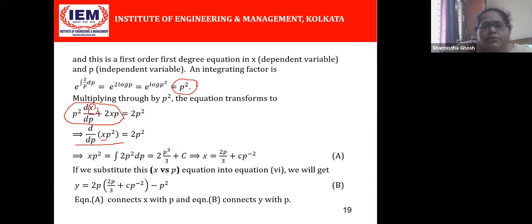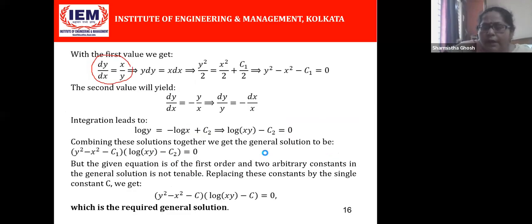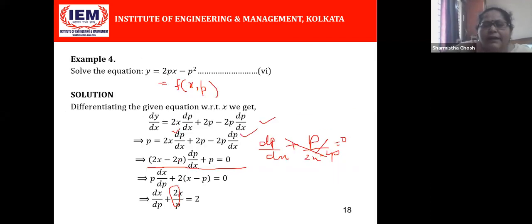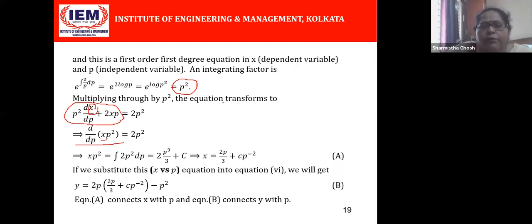So we can write the solution as x equal to 2p by 3 plus c p to the power minus 2. If you just come back for a moment, as we told, after differentiating we are getting this equation, and solving it I get a solution in x, p and c. Please see that that is where we are now. It is okay up to this?